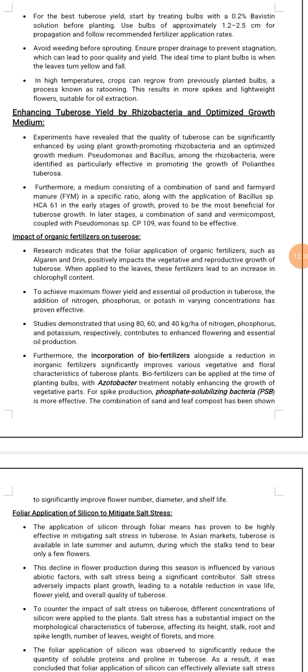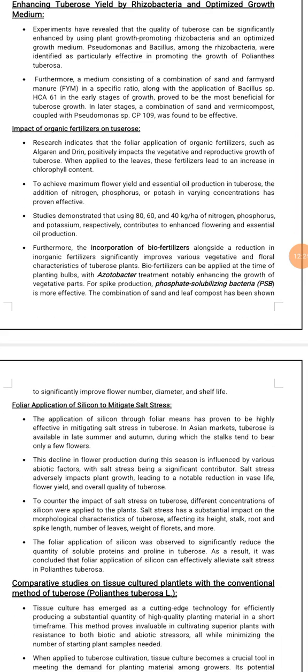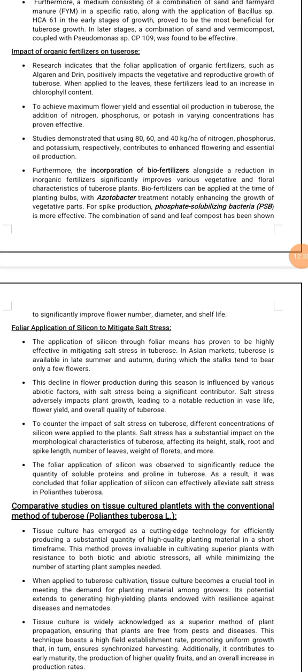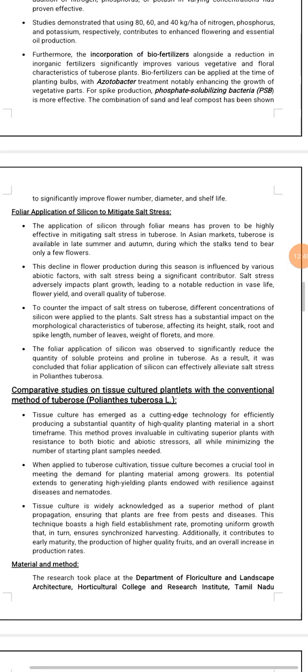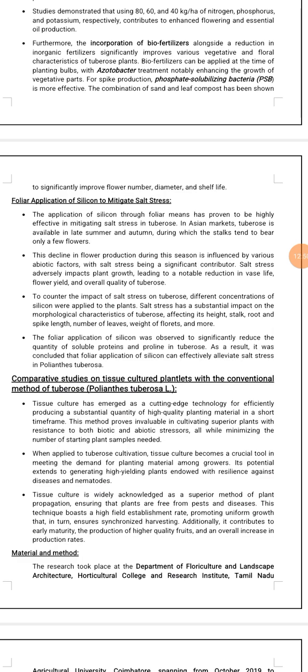And rhizobacterium is a nitrogen fixing bacteria. If it is present, it will fix the nitrogen. When it fixes the nitrogen, obviously the growth will be improved. Impact of organic fertilizers, which are obtained from the living organisms, these are also called biofertilizers. 80 to 40 kg per hectare of nitrogen, phosphorus, potassium is required. And they may be Azotobacter, phosphate solubilizing bacteria. All these are microbes which will help in growth of the vegetative parts.